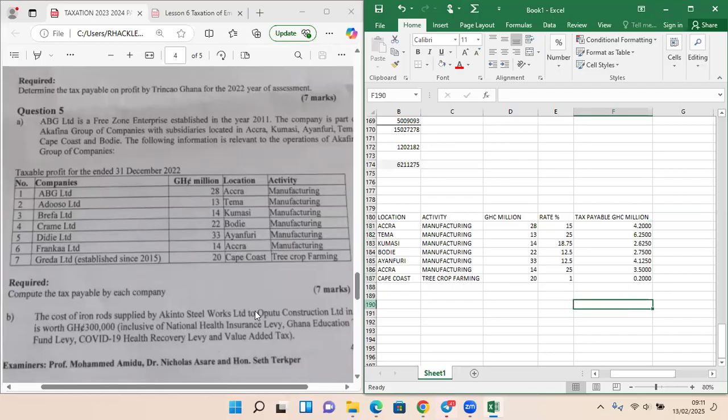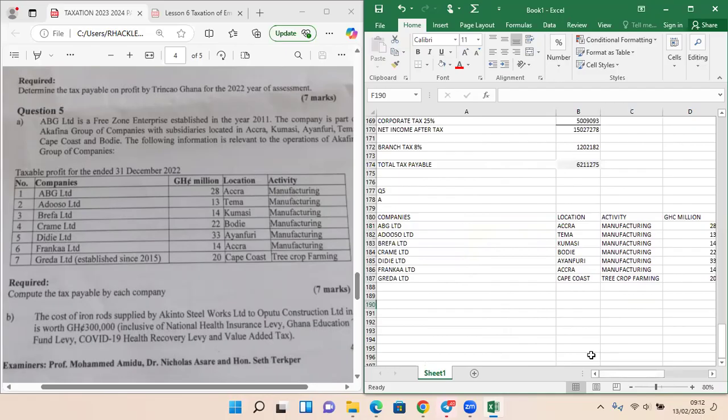So this will be their tax payable. So tax payable by each company: 4.2 million, 6.25 million, 2.625 million, 2.75 million, 4.125 million, 3.5 million, then 0.2 million. Now the tax payable by each of them. Right. Now let's look at B.